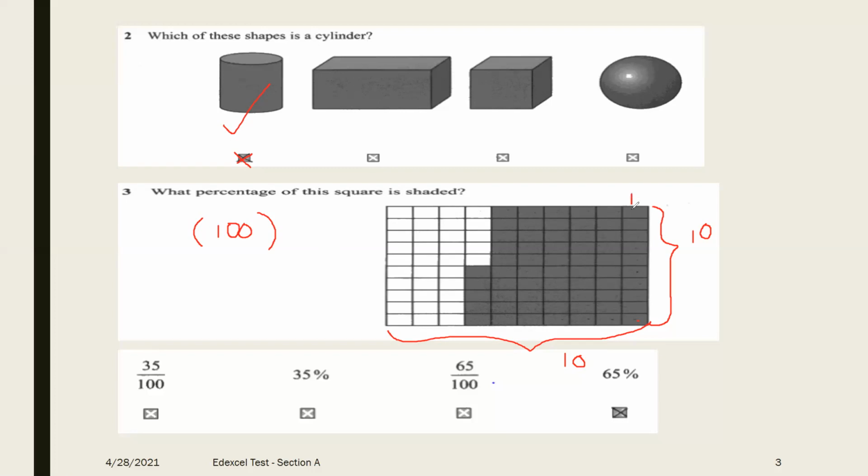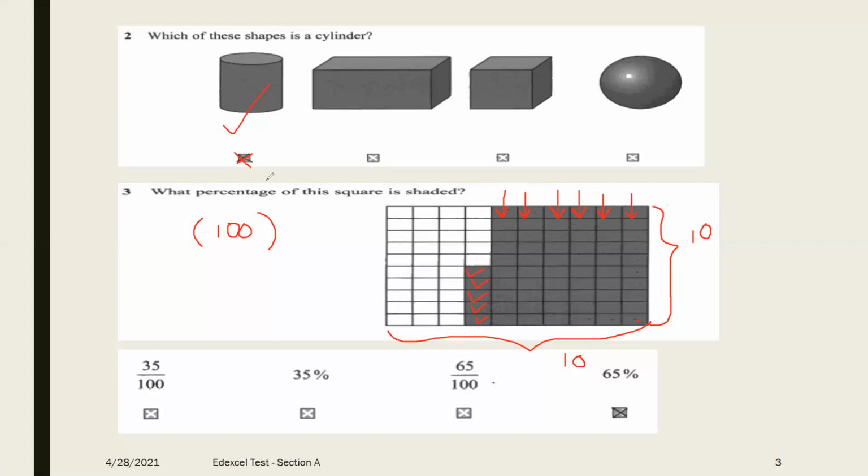Here I have 10. So then 10, 20, 30, 40, 50, 60, up to this I have 60, then 61, 62, 63, 64, and 65. So my answer should be 65.